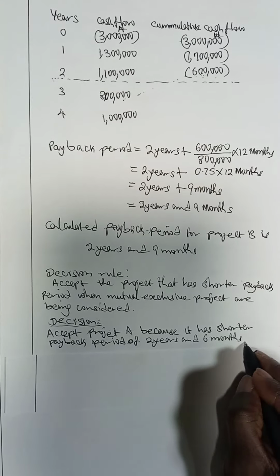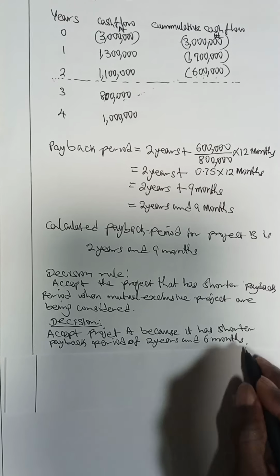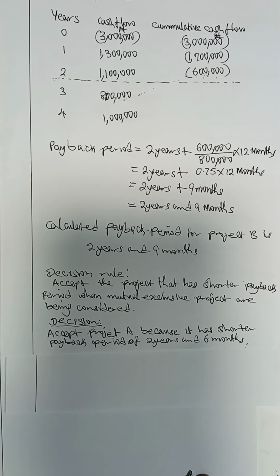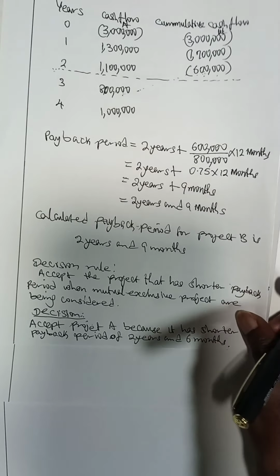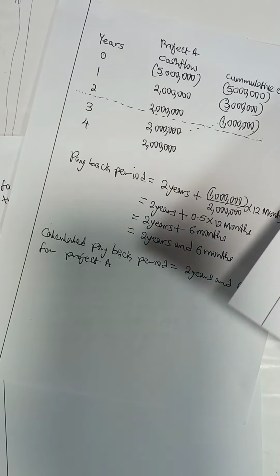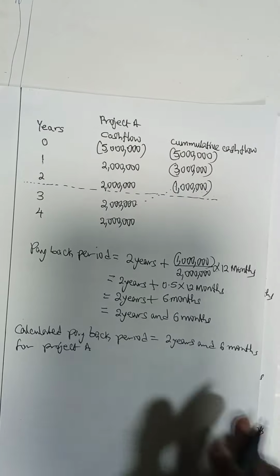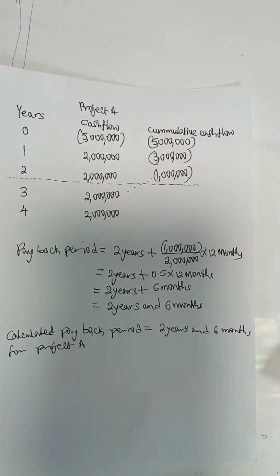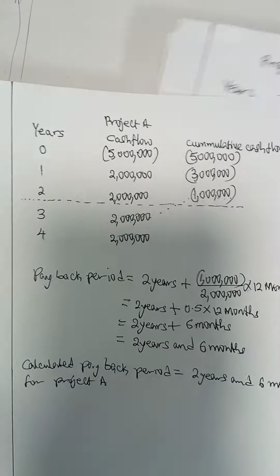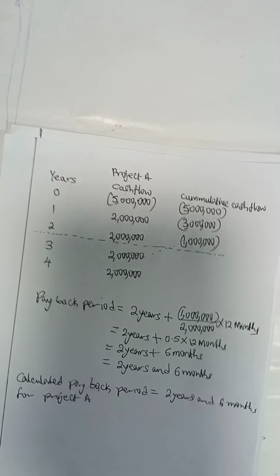So that's the answer. Jasper should embark on project A because it has a shorter payback period of 2 years and 6 months. So project B can be abandoned, while project A should be embarked upon. Project A, 2 years and 6 months. Project B, 2 years and 9 months. So project A should be embarked upon. We'll continue from the next class.